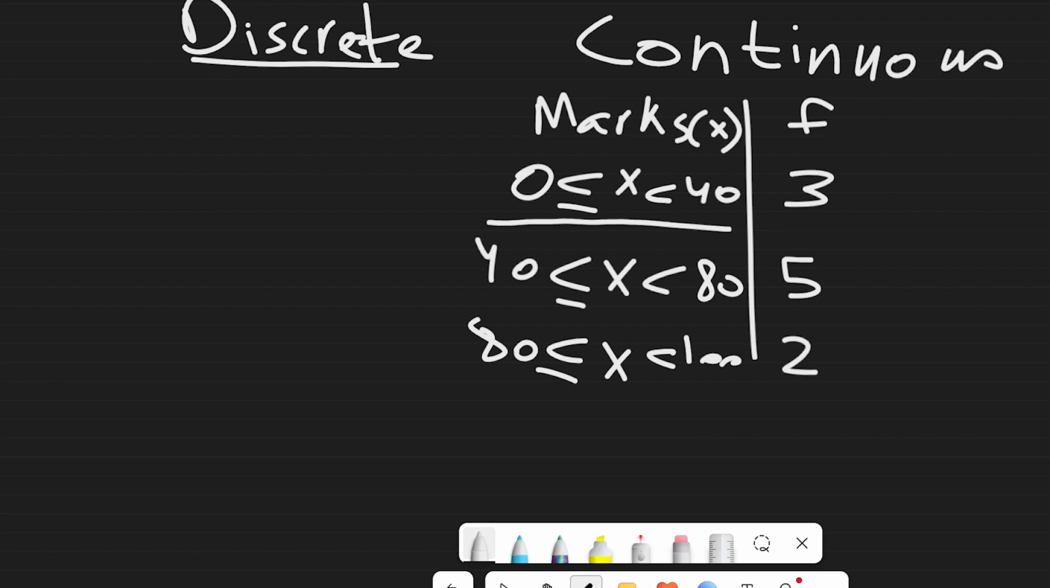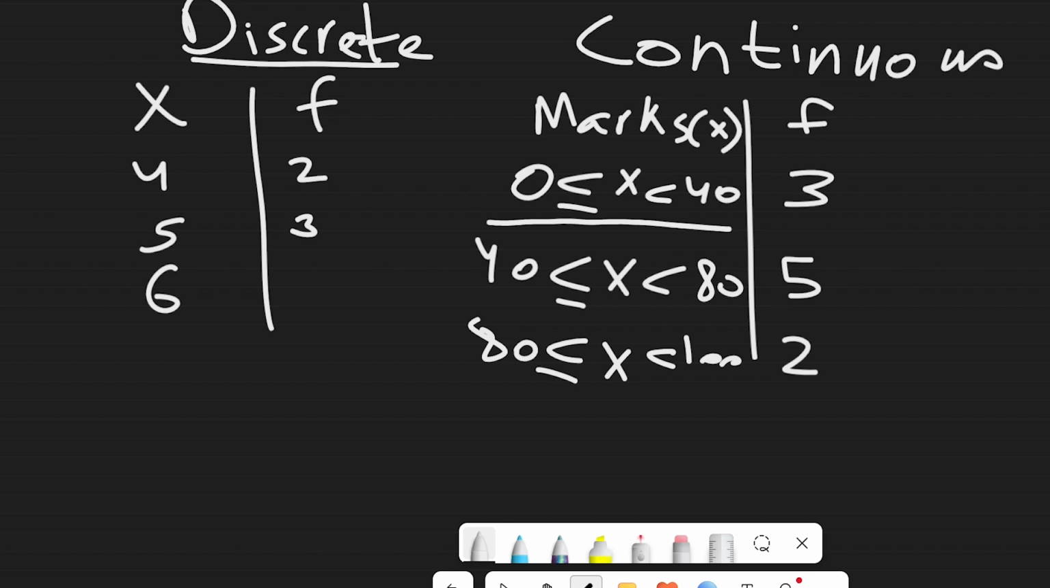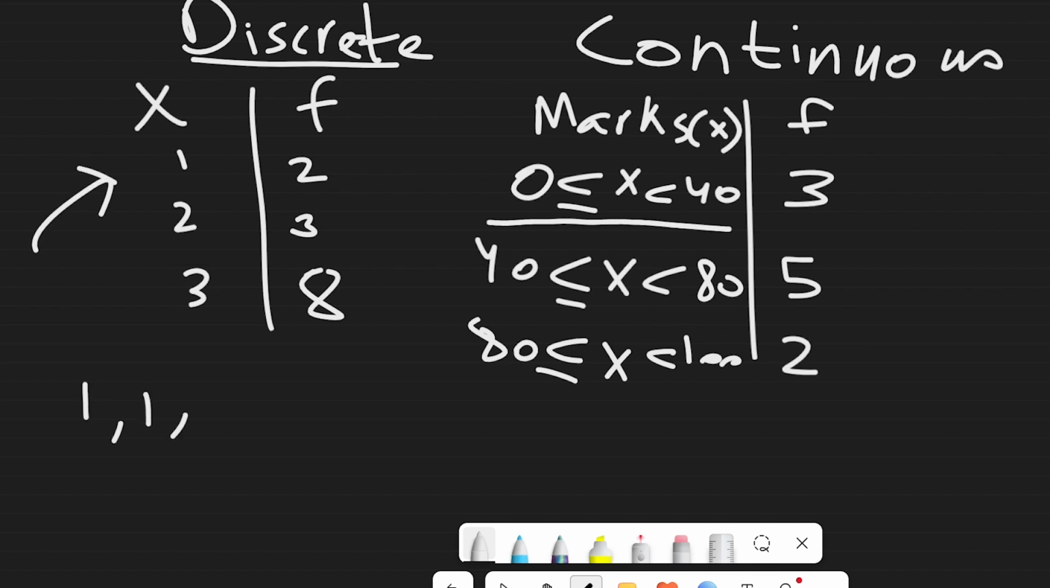Now moving to discrete data, I can say that discrete data is exact data. For example, if I have x and the frequency of x, I can write x as 1, 2, and 3, with 1 having a frequency of 2, 2 having a frequency of 3, and 3 having a frequency of 8, let's say. This could be a three-sided die. You can write it in raw form or in organized form. This one is the organized form.